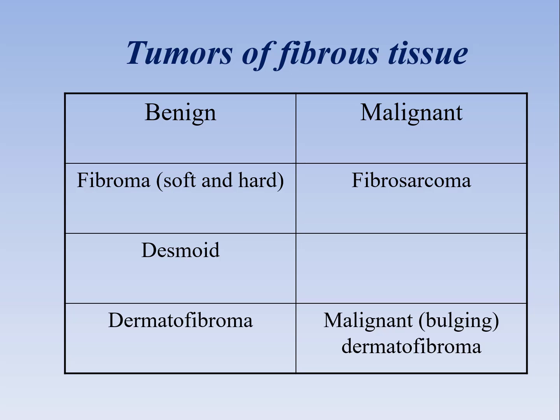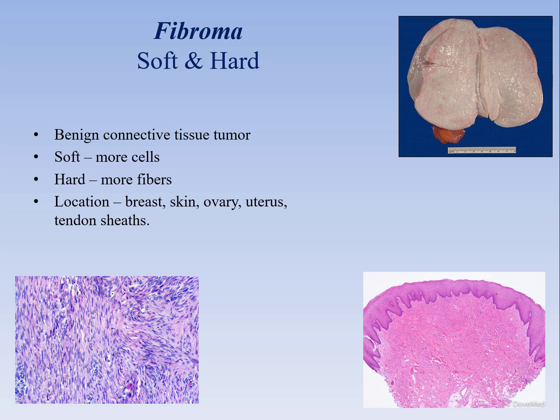Now we'll talk about the tumors of the fibrous tissue. Benign, just several examples: fibroma, desmoid tumor, and dermatofibroma. For the malignant variant, we choose fibrosarcoma and malignant dermatofibroma. Fibroma is an organ-specific tumor which forms in different organs and tissues, more often the breast, skin, ovary, uterus, and tendon sheaths. It's benign, composed of fibrous tissue, mature connective tissue.